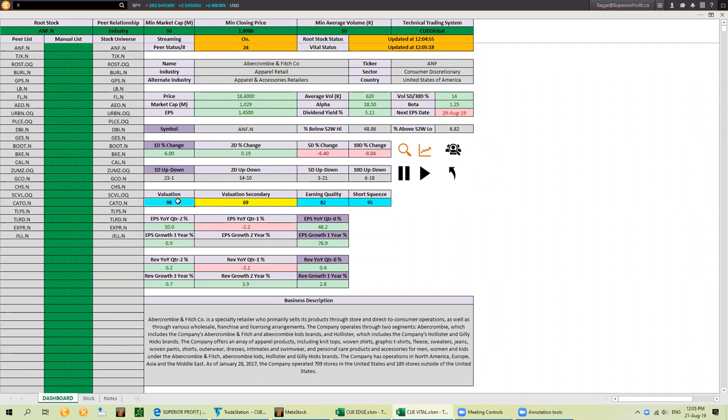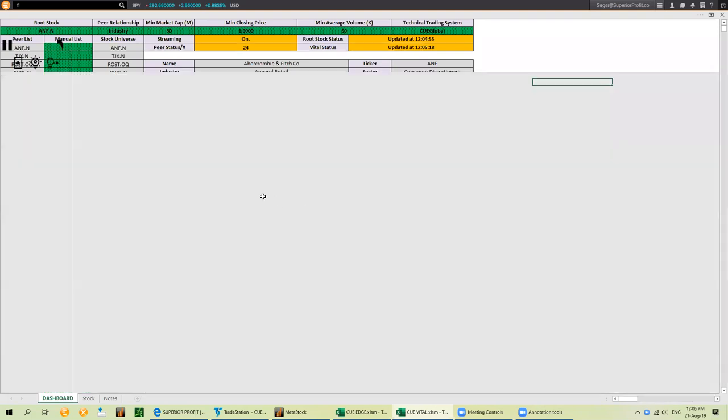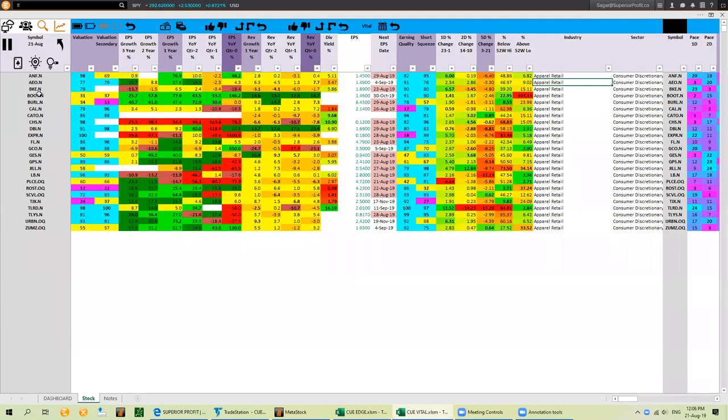We can see instantly ANF has great valuation. Earnings quality is good. It has a short squeeze potential. And quarterly earnings is improving very well from -2.2% one quarter ago to 48% positive earnings growth in the latest quarter. So that is looking good. We don't have to go to the peer analysis, but why not? It takes only a click. Why I like to do that is because we started with ANF, but we may end up buying something else if we look at the peer stocks.